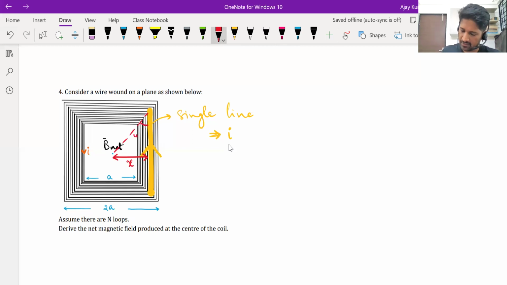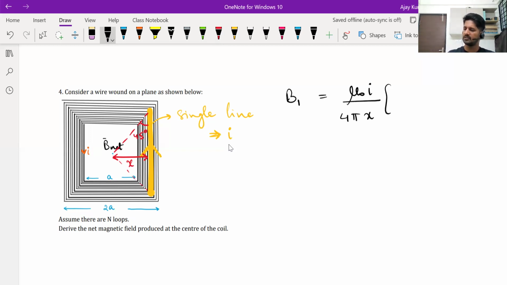This angle will be 45 degrees. At the other end also, the angle will be 45 degrees itself. So if the current is I, then we can write the magnetic field of one wire as mu naught I by 4 pi x. The distance x is unknown, it's a variable. Cos 45 plus cos 45, 1 by root 2 plus 1 by root 2 becomes root 2. So the field due to one straight wire is mu naught I root 2, let's keep it as it is for now, divided by 4 pi x.